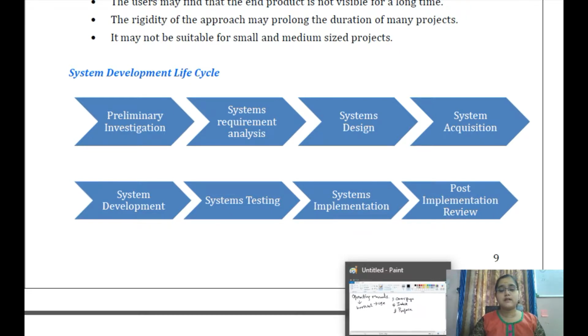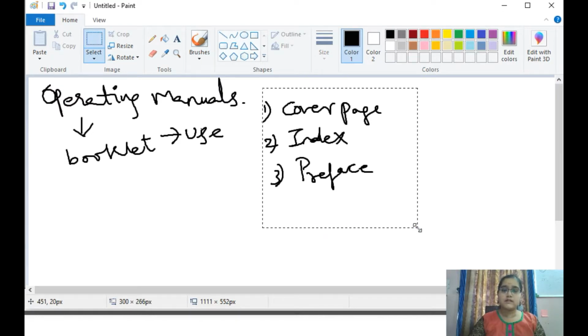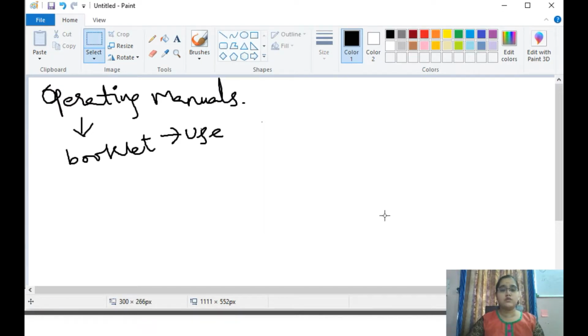This is a small concept in this chapter, that is operating manuals. So what is an operating manual? It is a booklet written by the programmer or the designer to make the user understand how to use the system. So operating manuals are given to the user so that he can understand and navigate the system and solve problems at his own level before approaching the maintenance team.